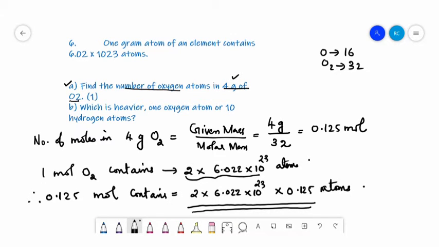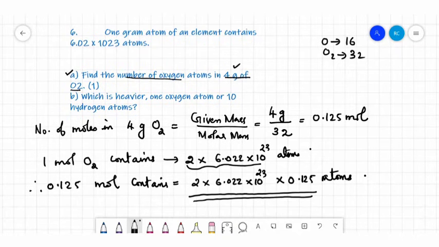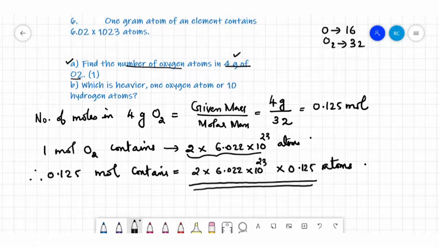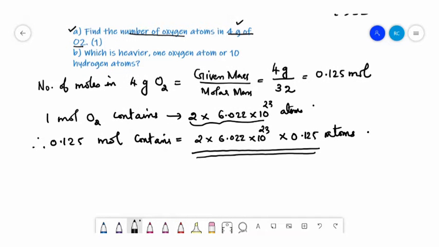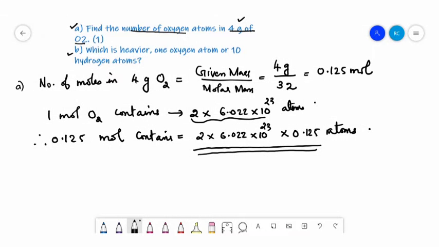Now, the second part of the question: which is heavier, 1 oxygen atom or 10 hydrogen atoms? How do we find that? Let us write the mass of 1 oxygen atom in terms of u. So question number B: mass of 1 oxygen atom. How much is it? That is 16 u, unified mass.